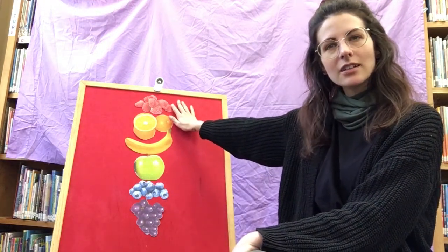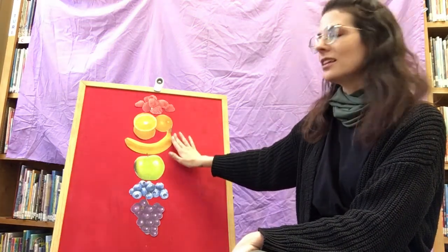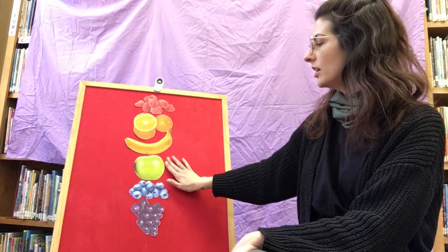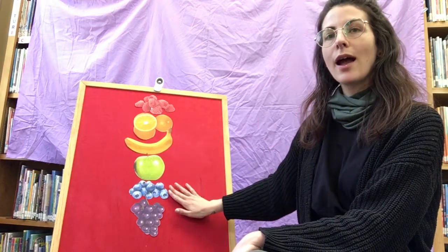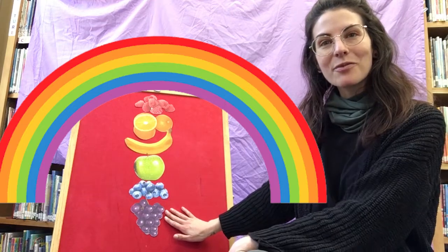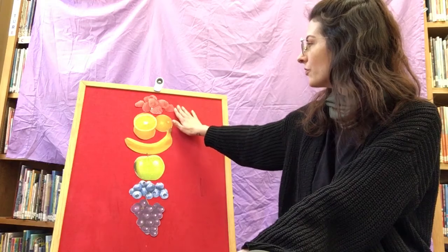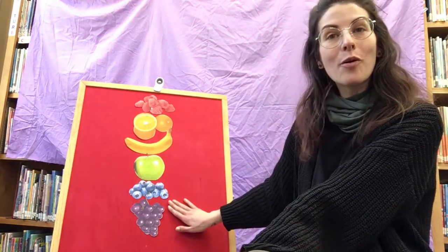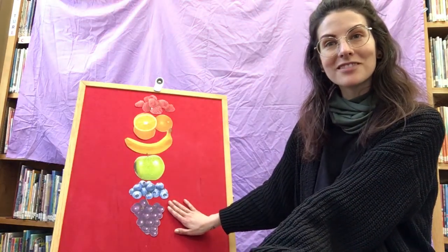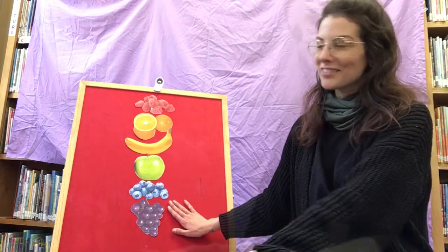All of these colors? We have red and orange and yellow and green and blue and purple. It's almost like a rainbow. That's so beautiful. You can eat the whole rainbow just by eating fruits. That's great. Thanks for your help, guys.